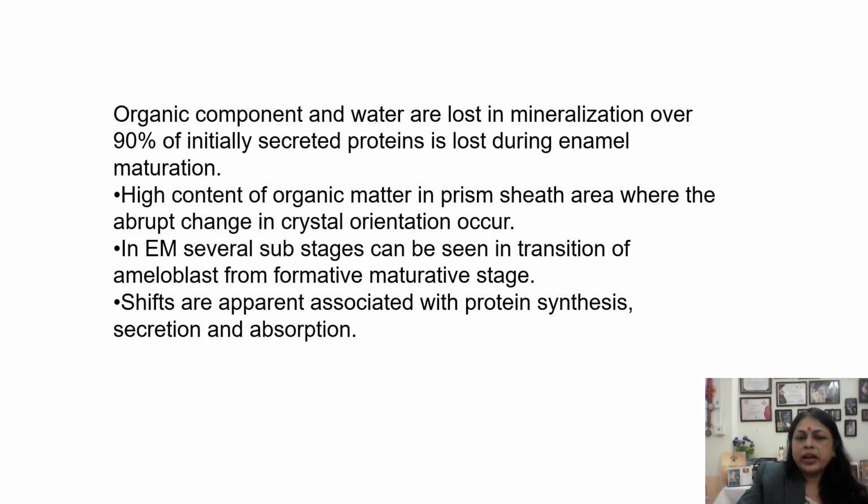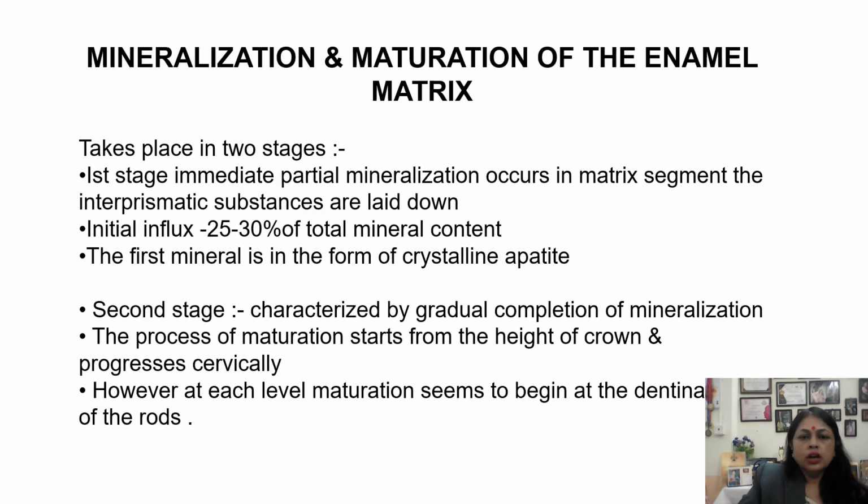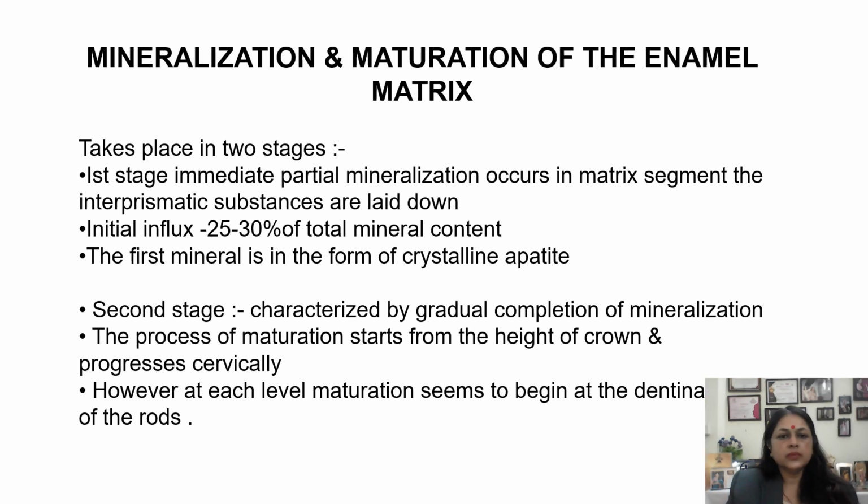And in an electron microscope, you can see several substages in the transition of the ameloblast from the formative to the maturative stage. We have seen this in the life cycle of the ameloblast. And there are also shifts apparent, associated with synthesis, secretion and absorption of this organic matrix. So this was the first portion of amelogenesis, that is organic matrix formation.